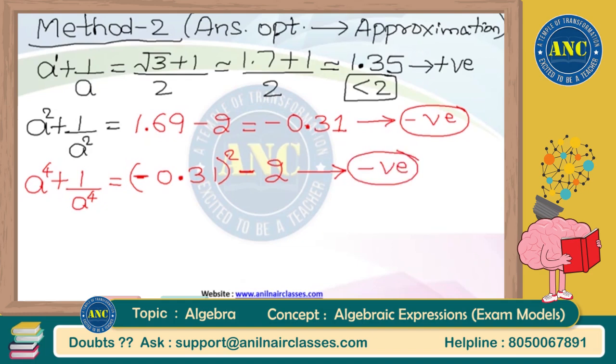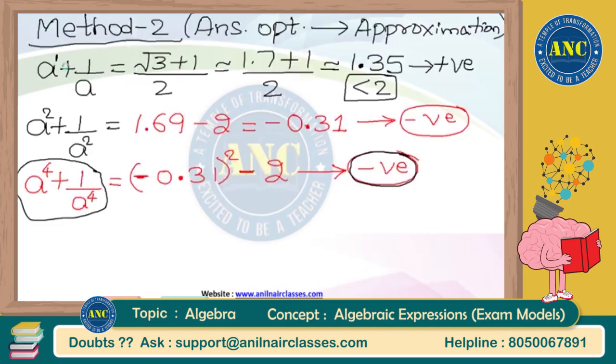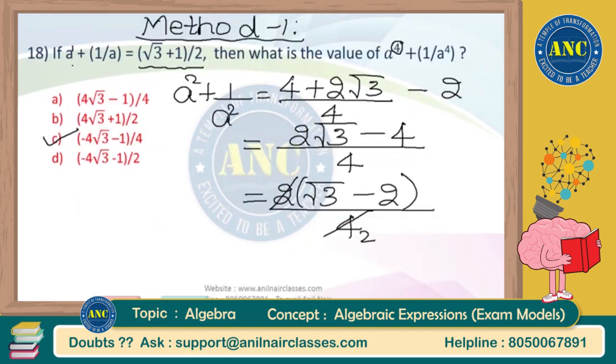That means a simple conclusion says that a power 4 plus 1 by a power 4 should be a negative value. Now let me come to the answer options which are given. Let me list out all the answer options. First of all, I will not be wasting my time in listing out first and second options, because 4 root 3 minus 1 is a positive value.